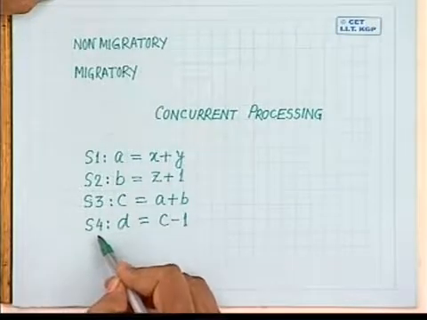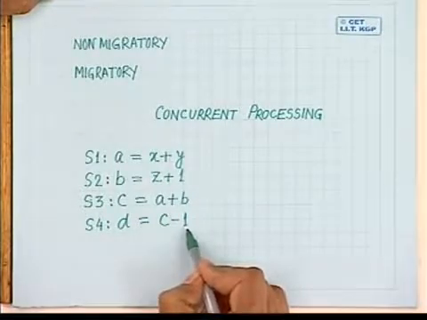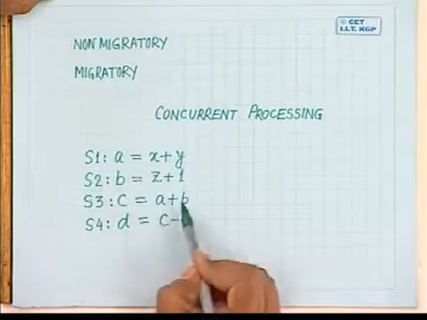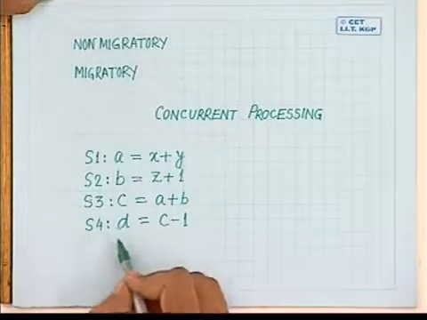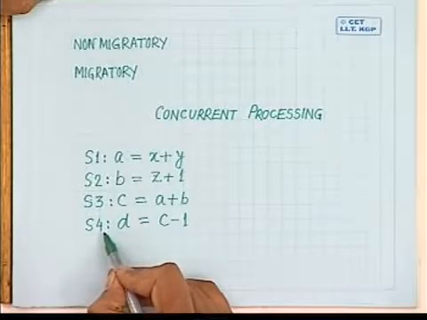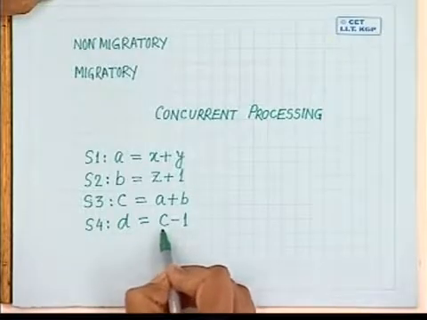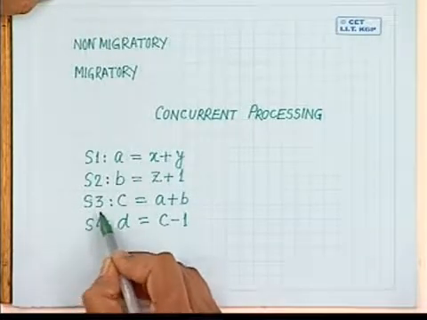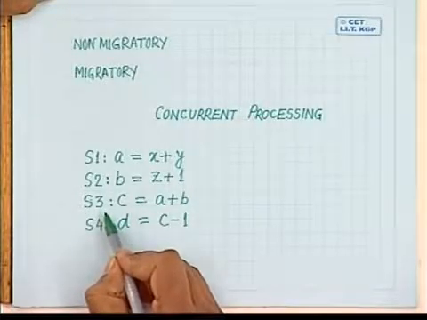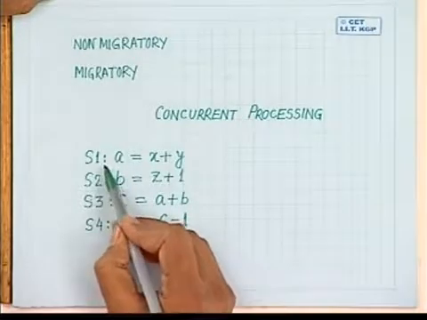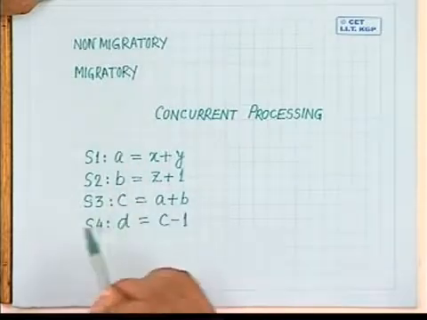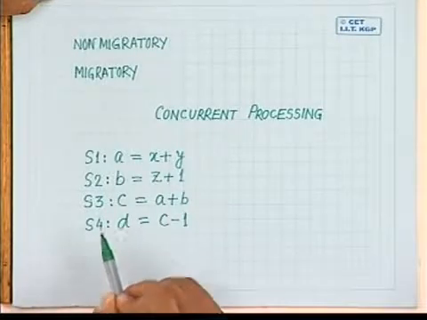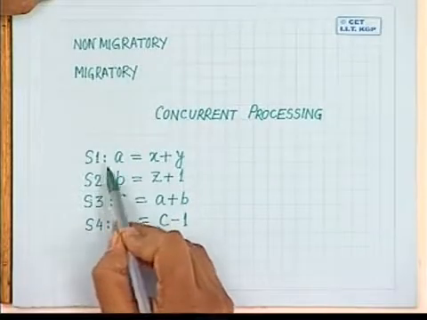Come to statement S4, which says D equal to C minus 1. Again, C is computed in S3, which makes use of two variables A and B. A is computed in S1, B is computed in S2. So naturally, statement S4 cannot be computed before completion of S3, because the value of C, which is used in S4, is decided in S3. So S4 cannot be computed before S3, and S3 cannot be computed before S1 and S2. Whereas for computation of S1, I don't have to wait for any statement. For computation of S2, I don't have to wait for completion of any other statement. So this says that S1 and S2 can be executed concurrently.